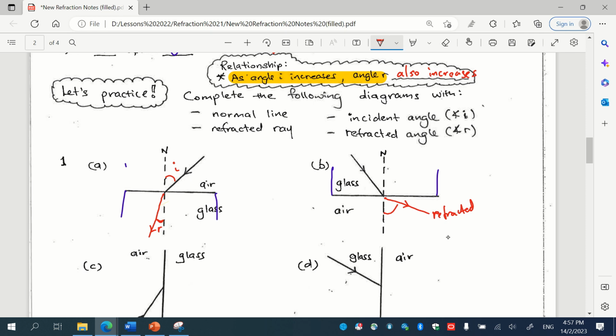Okay? If this is the refracted ray, then this is my refracted angle. Then my angle I, incident ray is on top. Angle I is here. Okay?